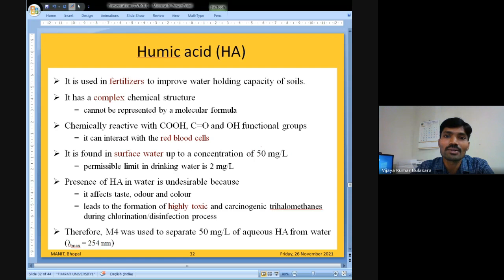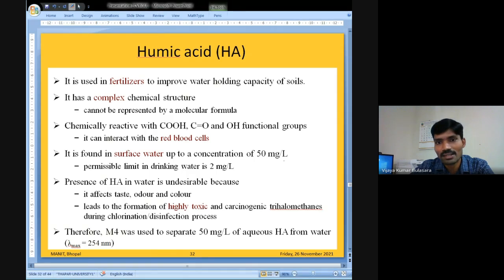That means this amount of humic acid is not safe for drinking, hence it is to be removed from drinking water. So the presence of humic acid in water is undesirable. A few reasons are that it affects the taste, odor and color of the water. It leads to secondary pollutants, with the formation of highly toxic and carcinogenic trihalomethanes during the chlorination or disinfection process. Drinking water is subjected to various treatment processes in municipal water treatment plants, then finally subjected to chlorination or disinfection. If humic acids are present in the water, they produce secondary pollutants which are highly toxic and carcinogenic. Therefore, we have to remove humic acid from water.